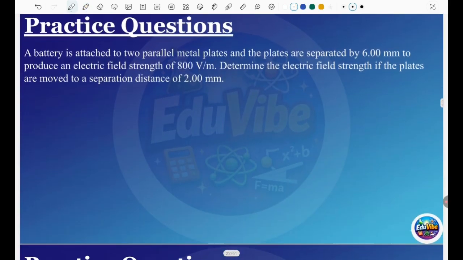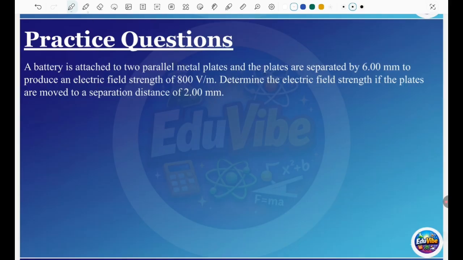Next question, we have this question. The question says a battery is attached to two parallel metal plates, and the plates are separated by 6.00 mm to produce an electric field strength of 800 volts per meter. So this is the battery attached to the plates. Determine the electric field strength if the plates are moved to a separation distance of 2.0 mm. There are two cases we have.